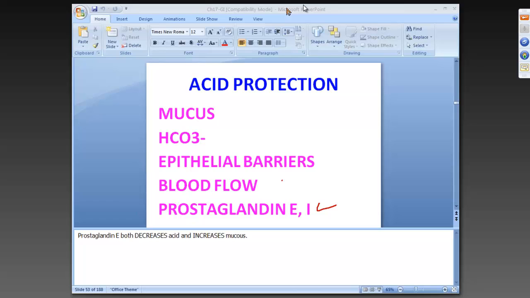Sometimes, as we know, there's not enough production of prostaglandin Es, and that should explain why some people end up with ulcers, correct?